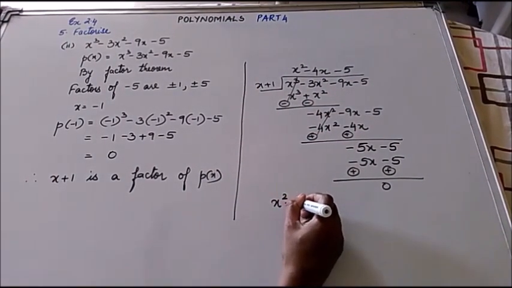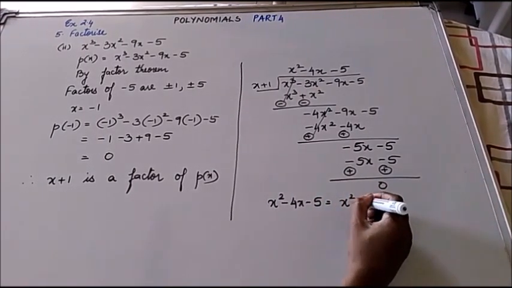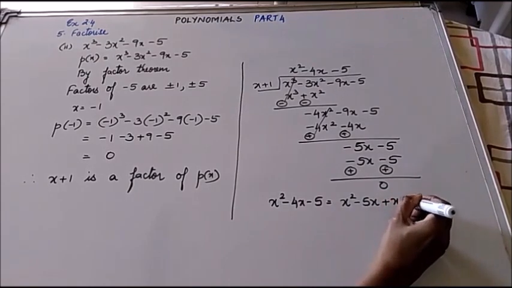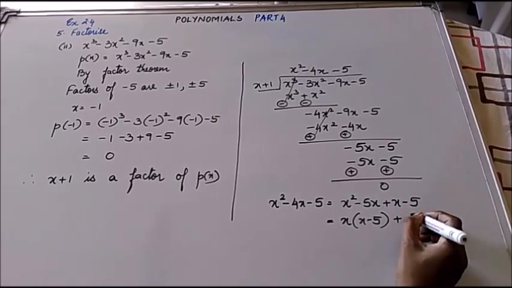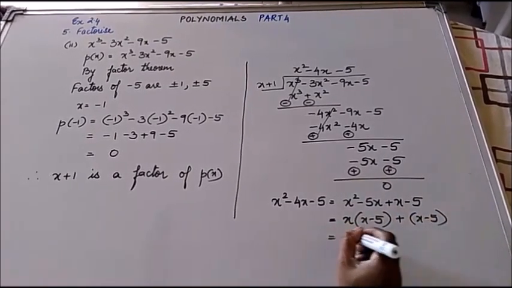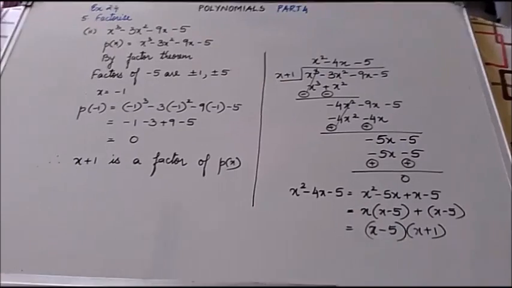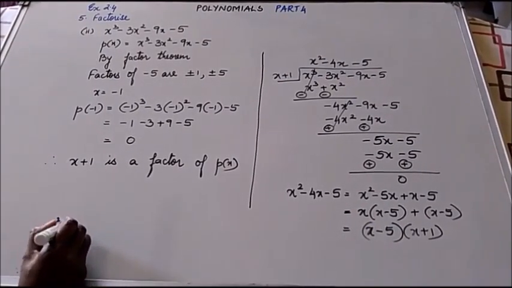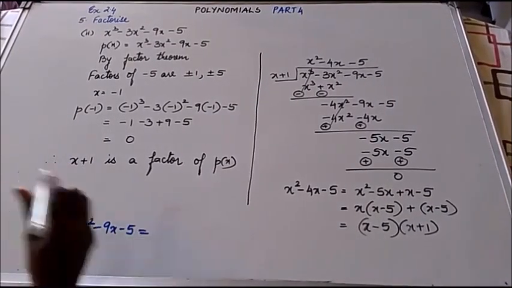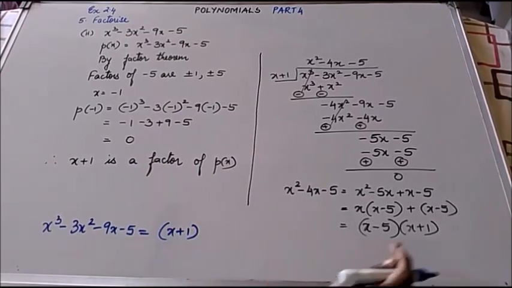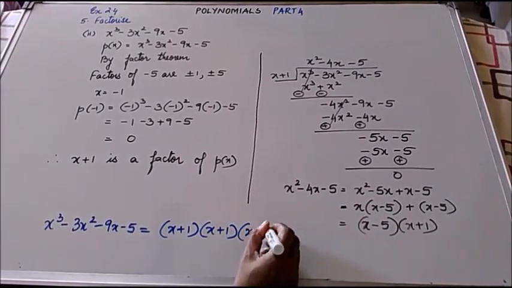Now you split here x square minus 4x minus 5. What is the split you get here? X square minus 5x plus x minus 5. Here it is x into x minus 5. Here we take x minus 5 together. You get here x minus 5 into x plus 1. Therefore we get x cube minus 3x square minus 9x minus 5 is equal to, one of the factors here x plus 1. One of the factors here also is x plus 1. And the other factor here is x minus 5.